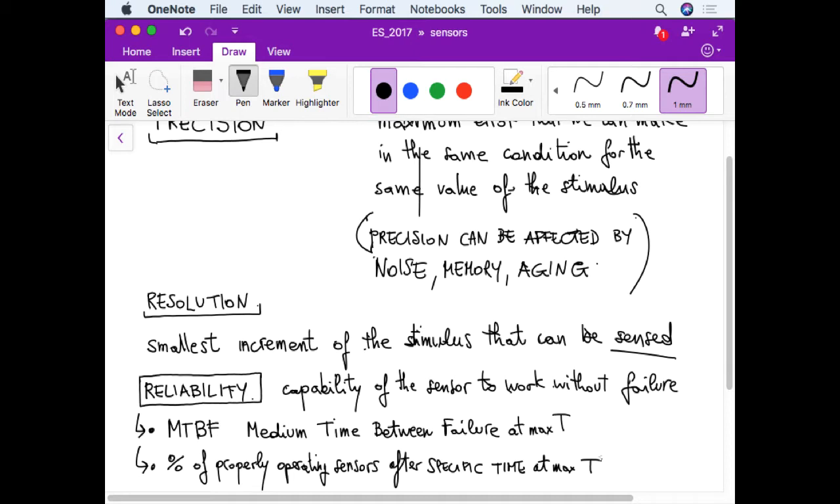Of course, one cannot know exactly what is the relationship between the percentage of properly operating sensors and the medium time between failure, unless one knows exactly the distribution of failure times. Okay, so it really depends on the distribution, and typically the distribution is different for different types of sensors, and there's a whole literature on how to investigate these things. In production, it is something which is extremely important. In our case, it's important to know that these are the quantities that are typically used to express the reliability.